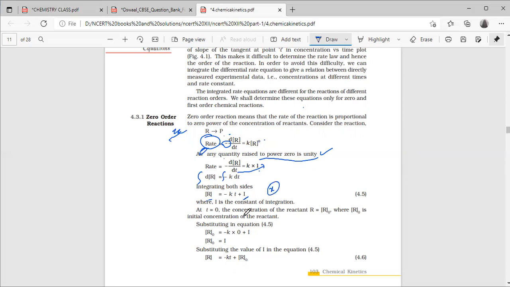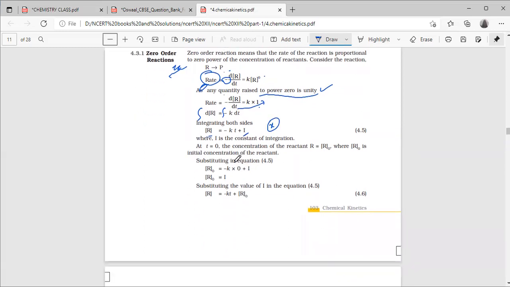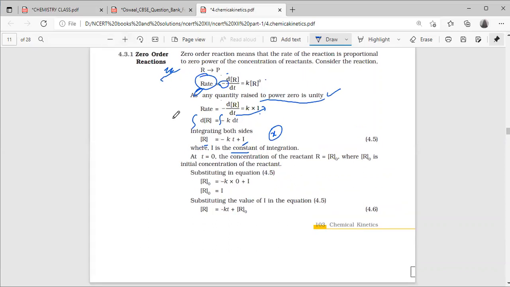Here I is given. What is I? Some constant. Here you can see, I is the constant of integration. Then how to calculate the I? I am taking the condition when t equal to 0. If t equal to 0, then what will R be? R equal to R0. If you put these values, then I am getting the constant.